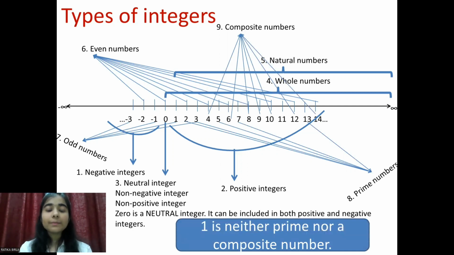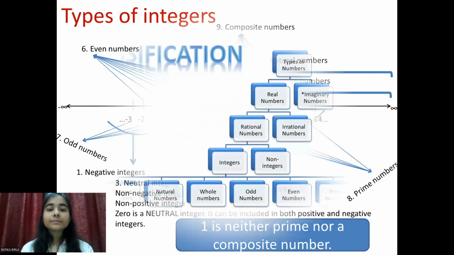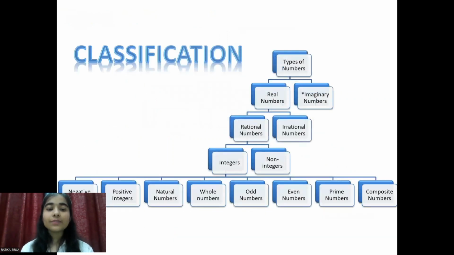Look, 1 is neither a prime number nor a composite number. Also, none of the negative integers is a prime number or composite number. Prime numbers and composite numbers must be positive. So this was the classification that we have just studied about.